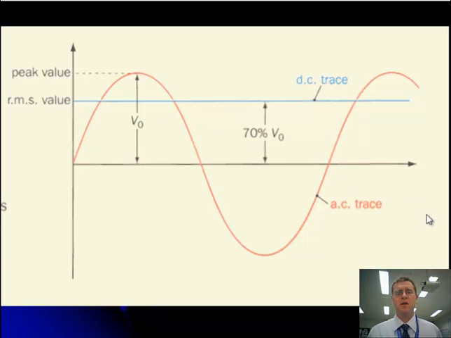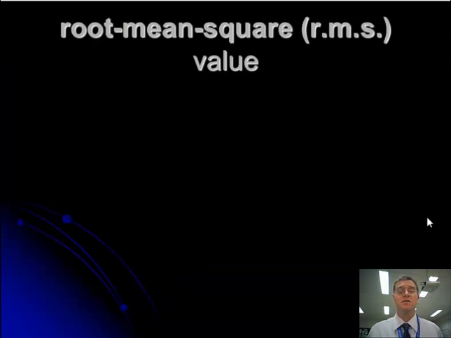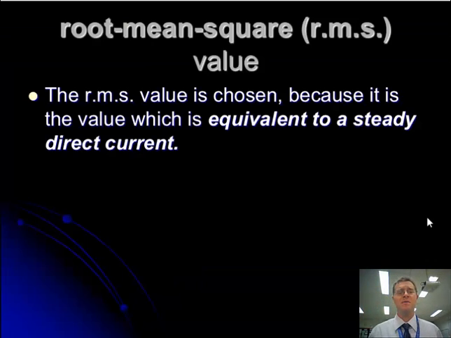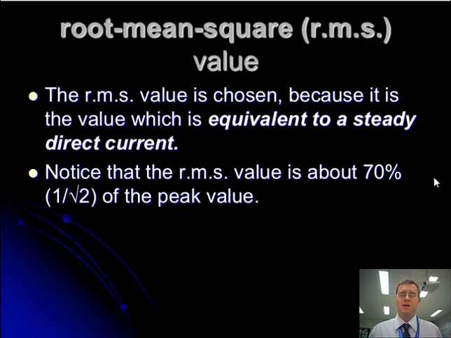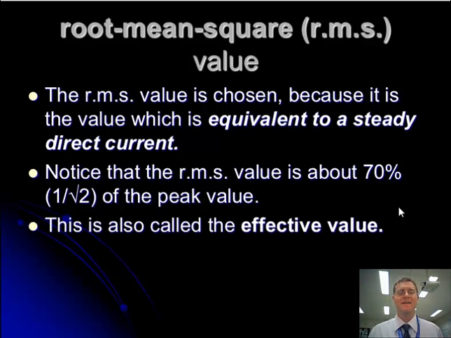So let me explain why this has been chosen. Clearly it's been chosen because this RMS value is equivalent to a steady direct current. We can see that they're giving out the same brightness on the light bulb, so there's an equivalence there. Now the RMS value is about 70% of the peak value, and that happens to be 1 divided by root 2. Okay, so that root 2 is that root element of the peak value. And this is sometimes known as the effective value.